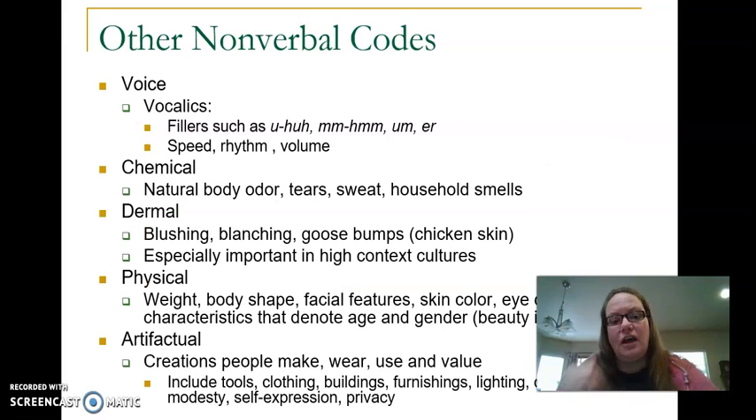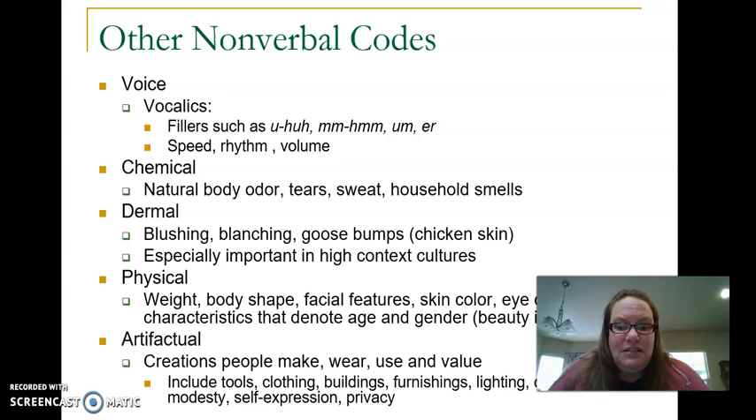Okay, some other nonverbal codes. We've talked about the fillers. We also have things like chemical. Okay, so the way that we smell, or the way that we may smell because of the food that we eat, or the things that we're cooking in our house, those types of smells can indicate things about us, right? It can tell us some things about our background, and that can communicate information to someone whether we intend it to or not.